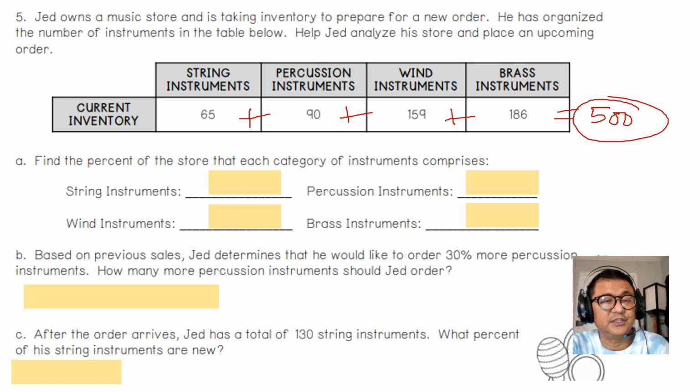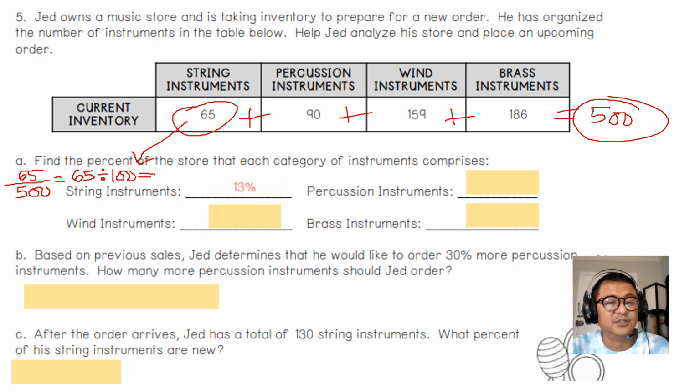For example, for the string instruments, we got 65. But that's not percent yet. This is what we're going to do. Since it's 65 over the total of 500, you can get your calculator and do this. 65 first, divided by 500, you will get a decimal answer, 0.13. Oh, how can that be a percent? That's a weird percent. Don't worry. Move it two places to the right. The decimal point will now be there. That's going to be 13%.